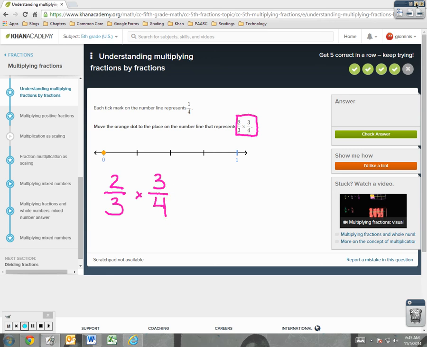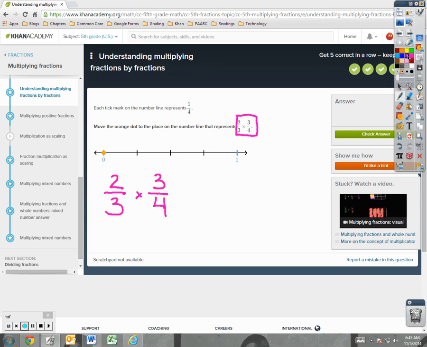Now, a couple things we can do here. When you're multiplying fractions, you just go numerator times numerator, denominator times denominator. So I go 2 times 3 gives me 6. I just multiply straight across. I'll put a little dot there to show I'm multiplying 2 times 3. And then I go 3 times 4. Well, that gives me 12.